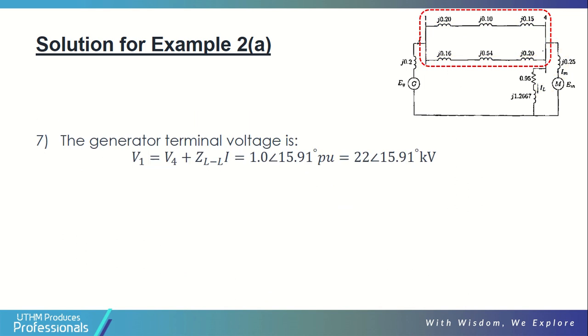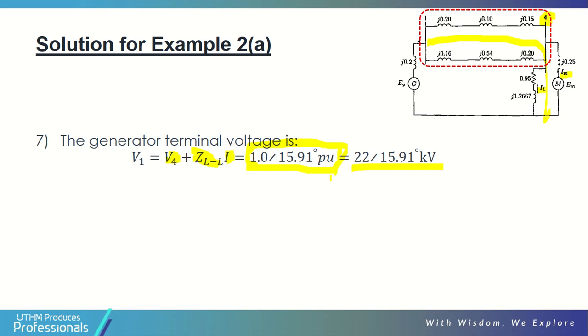So in order to determine the generator terminal voltage, you can analyze according to KVL. You have a current here, you have a voltage here, then you can determine V1. V1 equals V4, which we already calculated, plus the line impedance Z, in parallel, times the total current, IM plus IL. So this is your V1, equal to this per unit value.